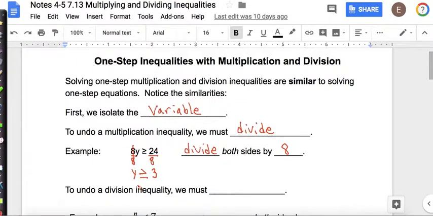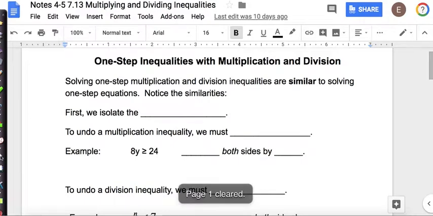Always bring your letters straight down, always bring your symbol straight down, and always bring your calculations straight down. So y is greater than or equal to 3. Remember, 3 could be a solution, and anything greater than 3 can also be a solution because it's greater than or equal to 3.